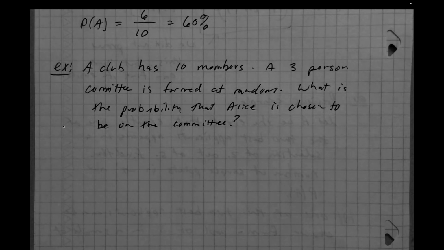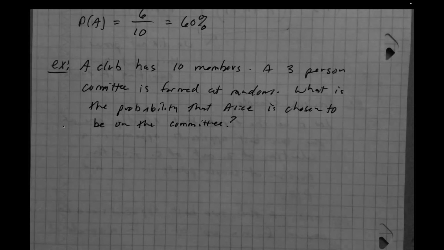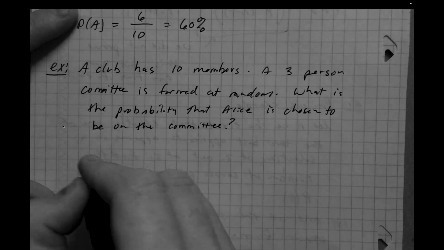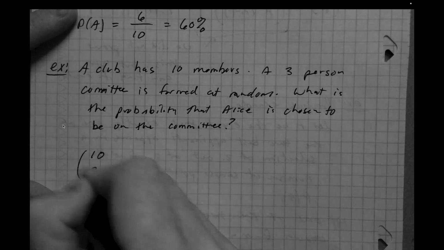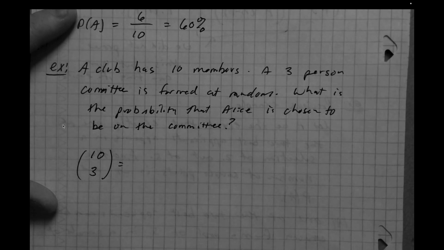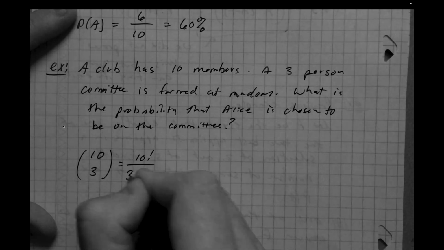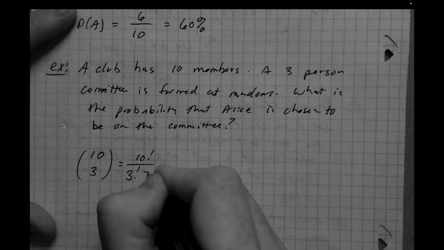All right. Well, let's first figure out the total number of ways to select 3 from 10. Now here, order doesn't matter. You don't get special status if you're the first out of 10 to be chosen. Top 3 are chosen, and they're all in the committee. So order doesn't matter. This is a combination question. So 10 choose 3. Right, and that's 10 factorial over 3 factorial times 10 minus 3 factorial, which is 7 factorial.